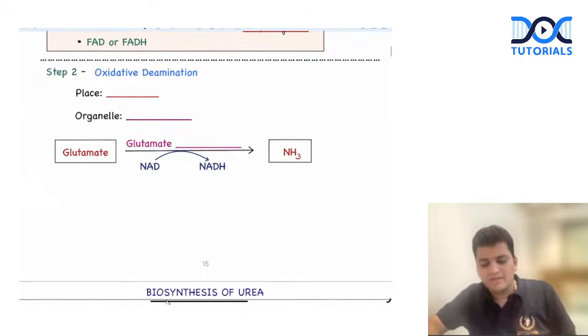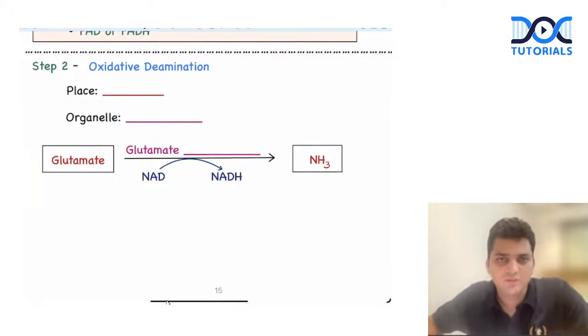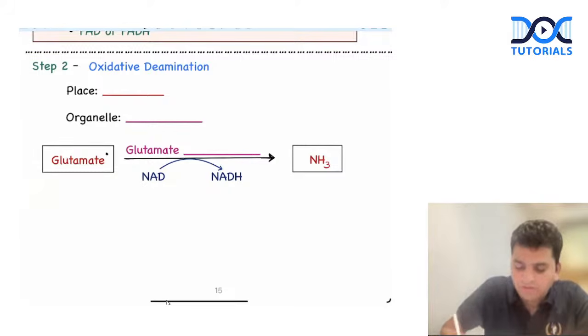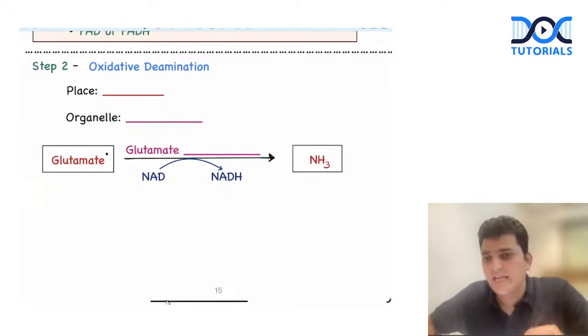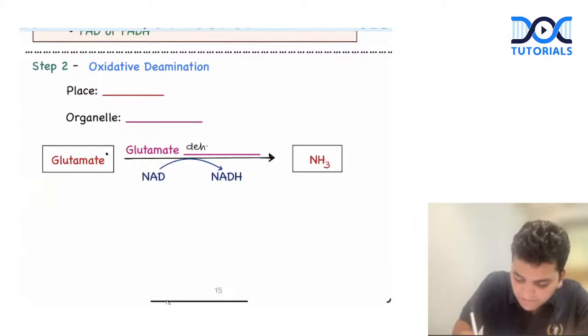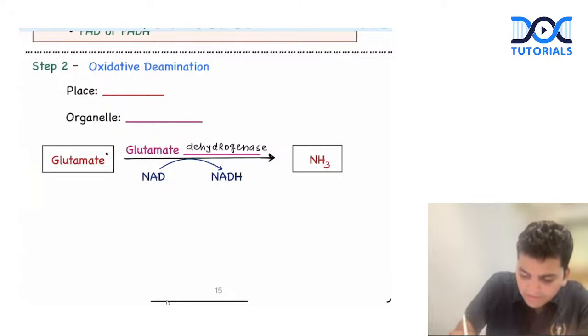The second step of biosynthesis of urea is oxidative deamination. What is oxidative deamination? The glutamate will reach the liver. In the liver, from the glutamate we take out the ammonia. That is called deamination. And in this reaction, NAD converts into NADH. And whenever there is NAD, NADH, what is the name of the enzyme? Dehydrogenase.